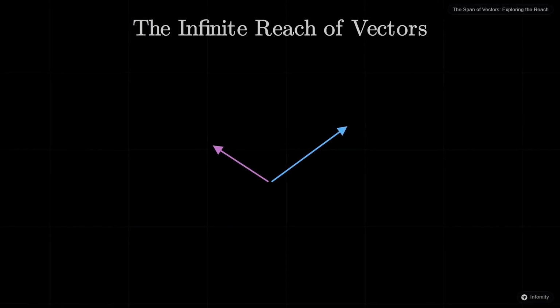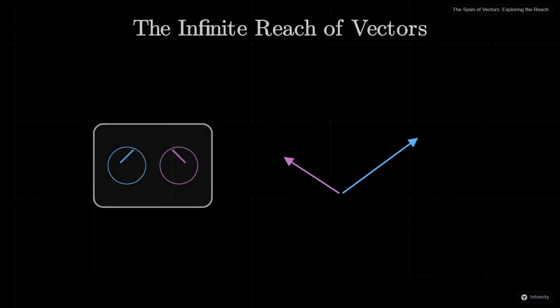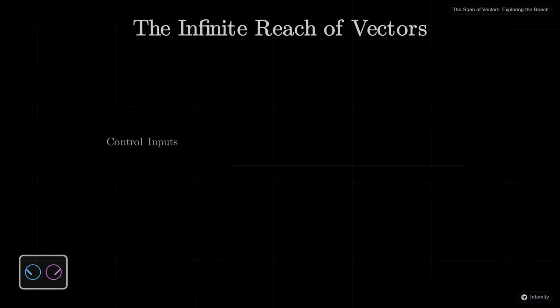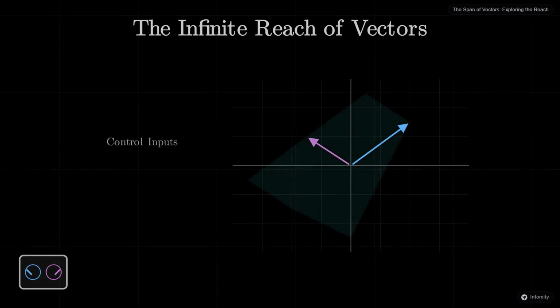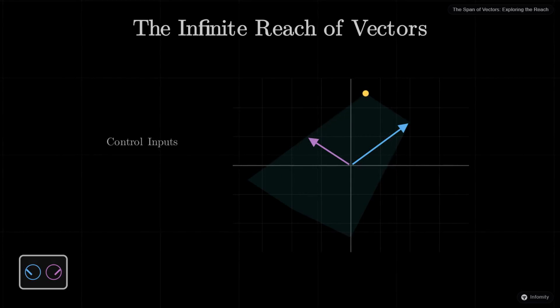Hello, Vector Explorers. In our previous video, we explored how linear combinations let us scale and add arrows together. But if we fix just two vectors, what is the total reachable set of all those combinations? Most explanations of linear algebra rush straight into abstract equations, but we are going to start by looking at this as a physical territory waiting to be mapped.